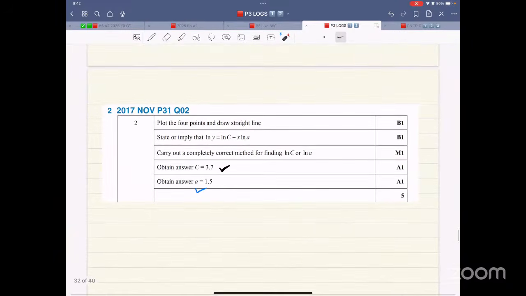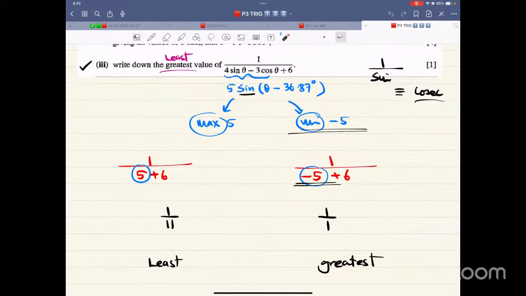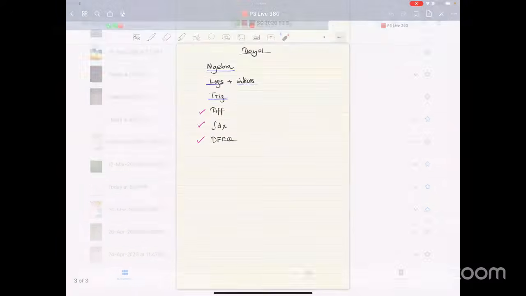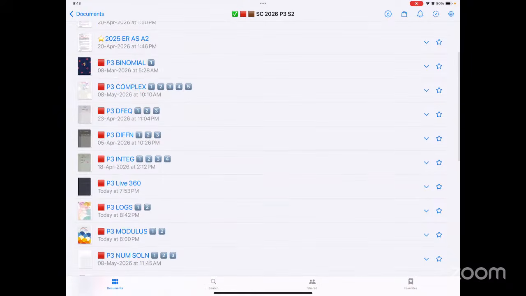So I think that is all about logs. Trigonometry, yes, it's there, but let me think about it. Trigonometry, I'm not focusing on it right now. Let me first start with differentiation. So let me focus on differentiation first. That is over here.